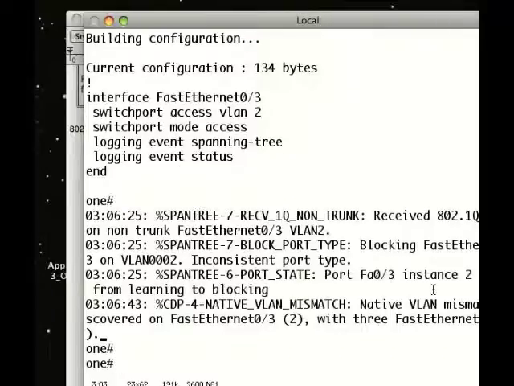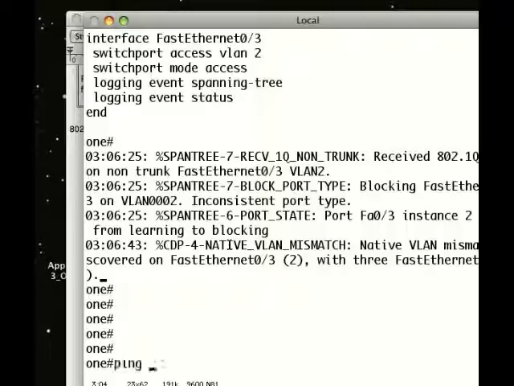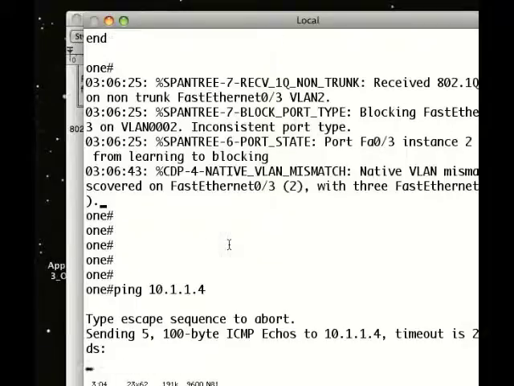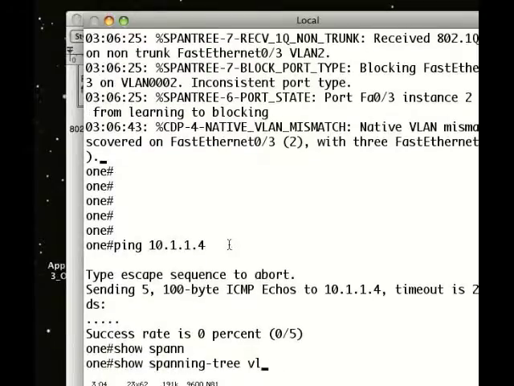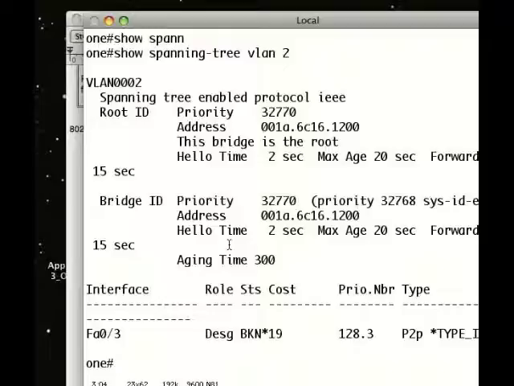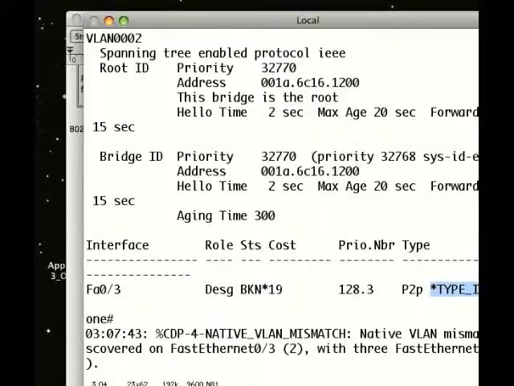And then fast Ethernet 0/3 instance 2 moving from learning to blocking due to inconsistent port type. Ping 10.1.1.4. Show spanning-tree VLAN 2. And you can see that it's designated ports, but it's blocking because it's type inconsistent, due to the native VLAN mismatch. Okay. So let's fix things.